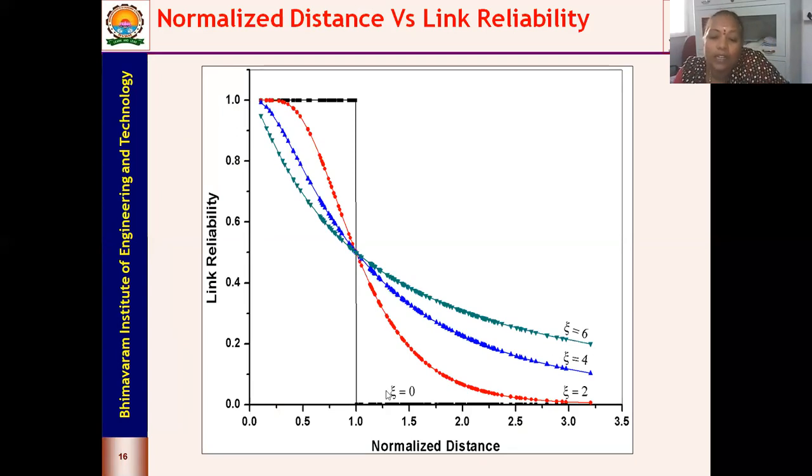So here I said the shadowing model psi is equal to 0. It has been varied from 0 to 6. So psi is equal to 0 means, you see, for a normalized distance that is 0 to 1. Why am I trying to normalize it? I am trying to put it on a probabilistic scale, so normalizing helps to understand the behavior of the system.